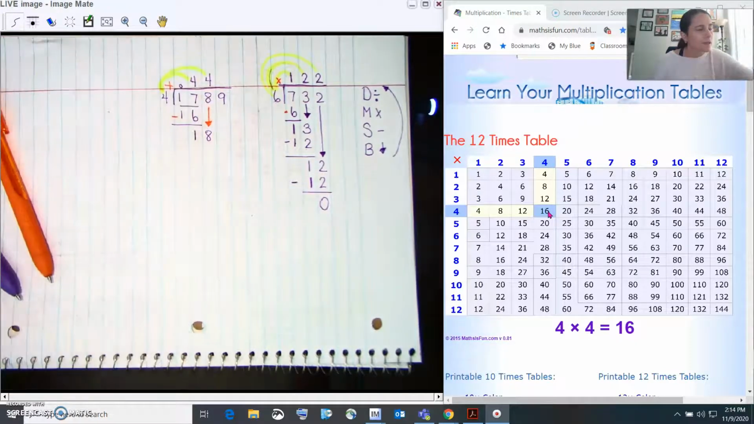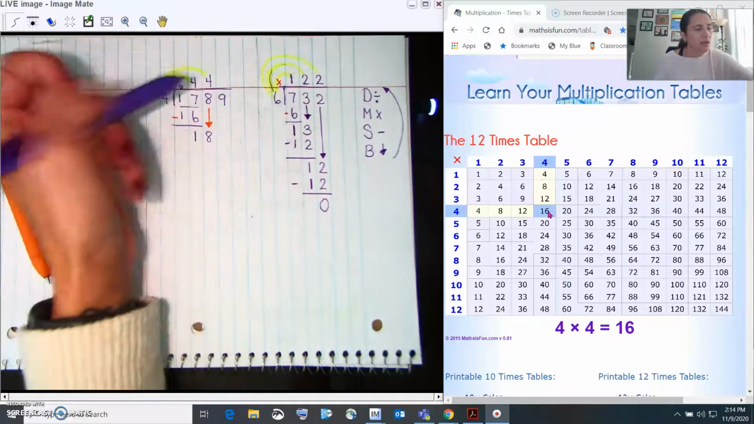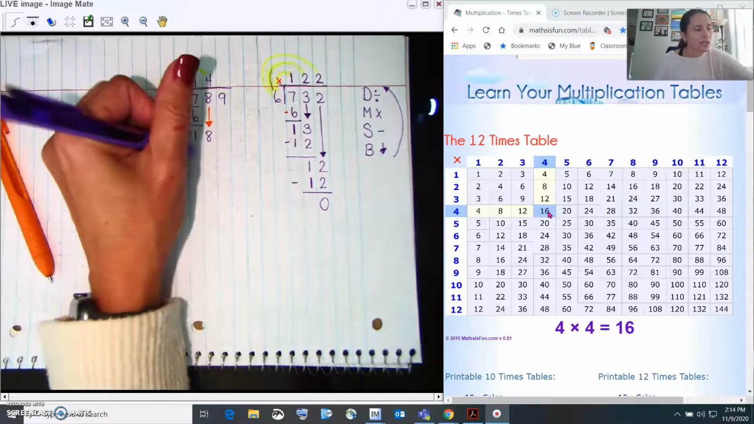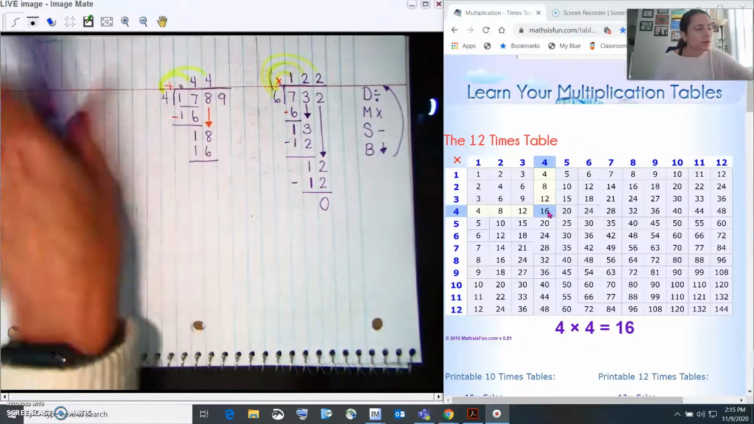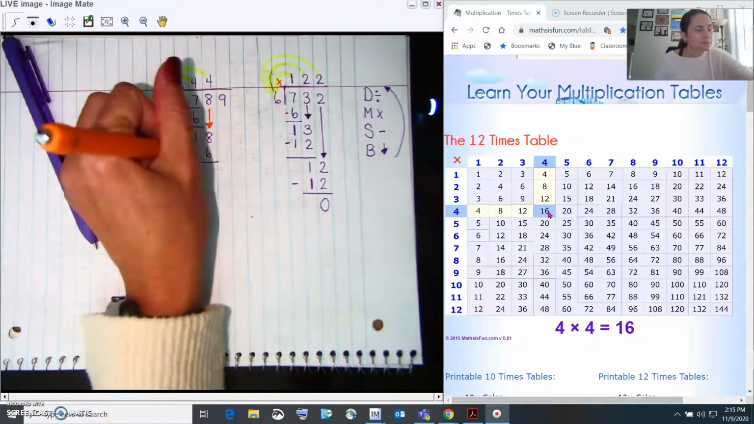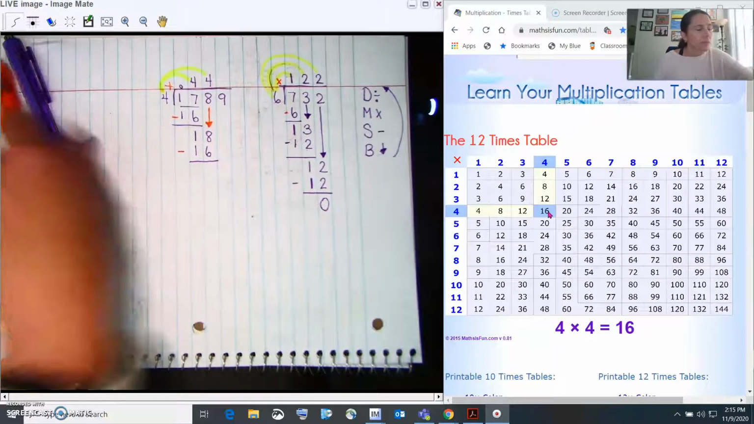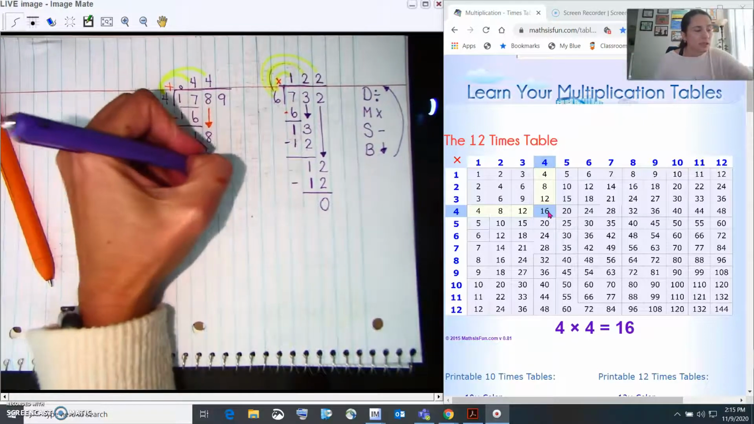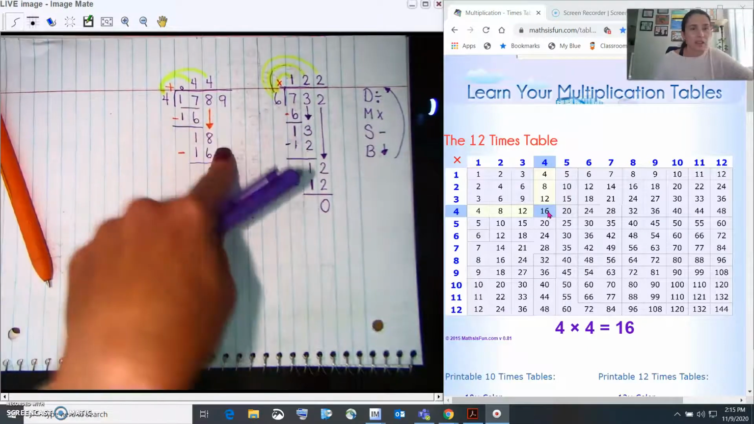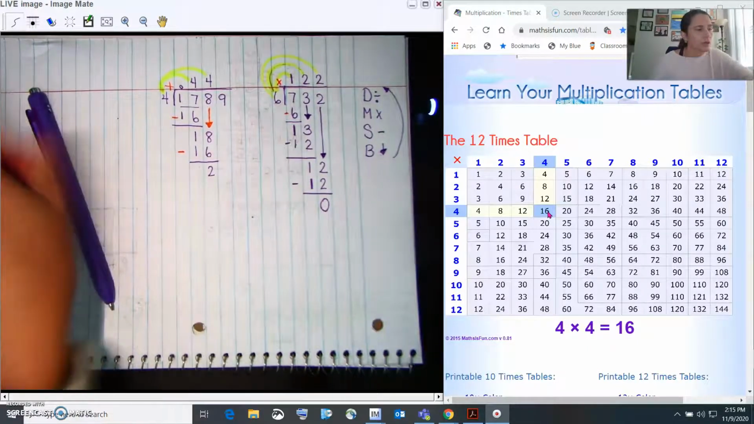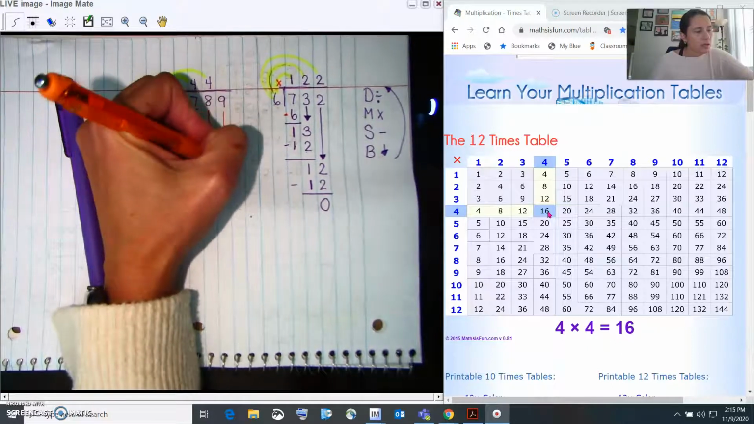So now we're going to multiply. So we divided, we multiply. 4 times 4 is 16. We subtract. 18 minus 16 is 2. Now I got it. Do I have anything left to bring down? I do. So I've got to bring it down.